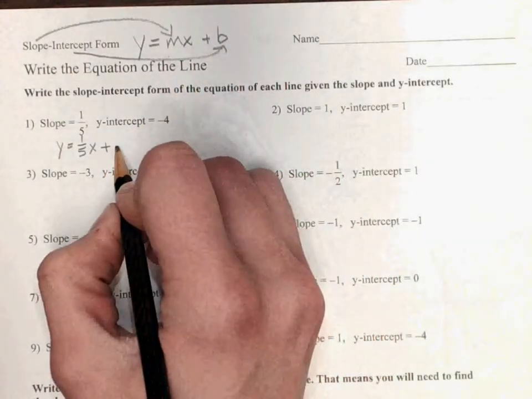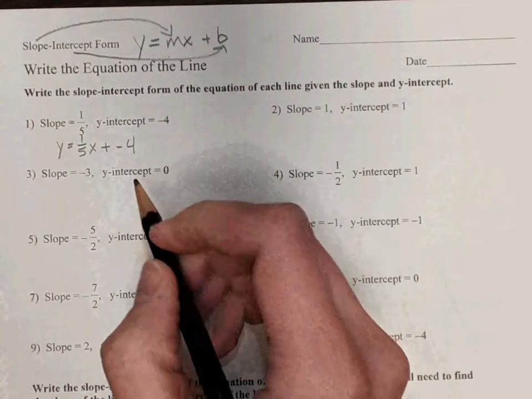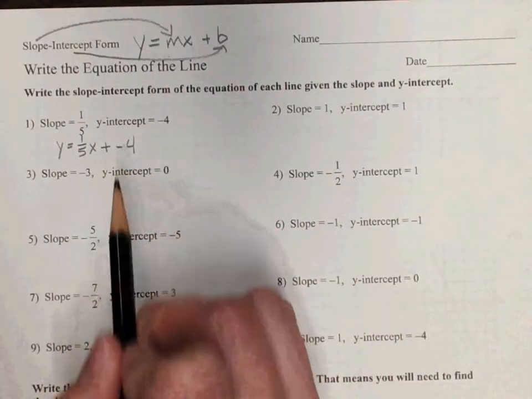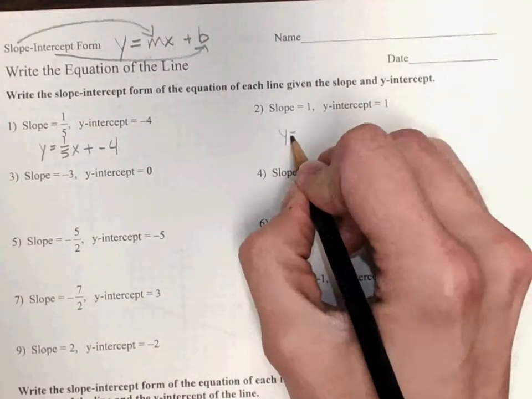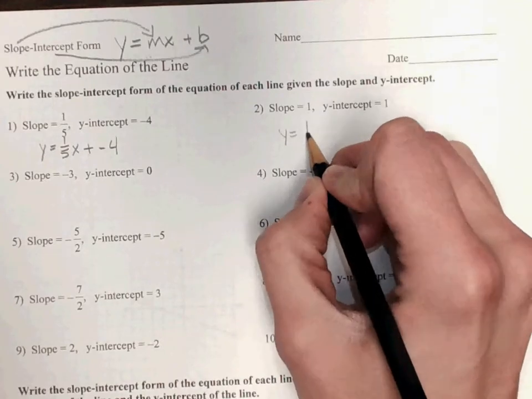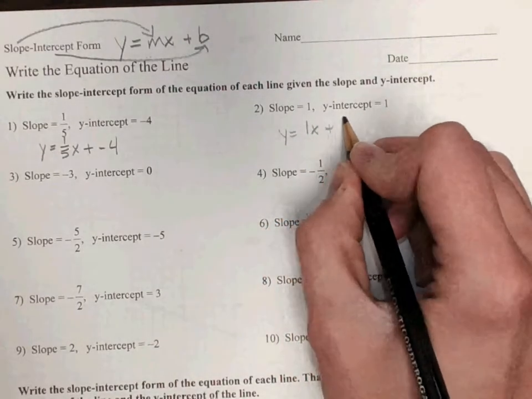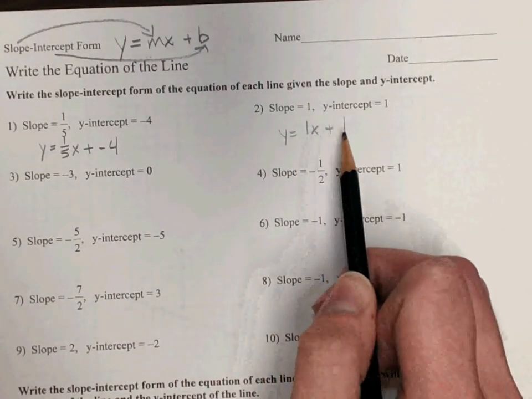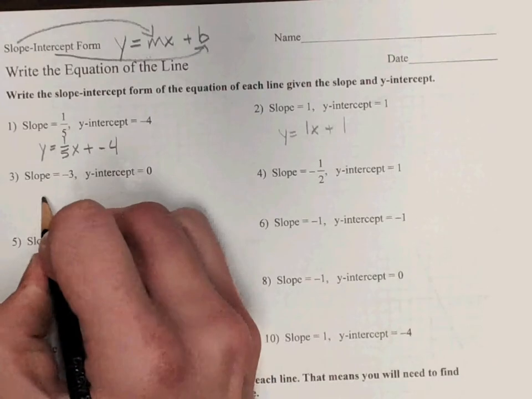plus my y-intercept, -4. If you want, right here, instead of doing plus a negative, you could put minus. Either way it works. On to the next one. Y equals, put my slope next to my x. My y-intercept is 1. Slope, intercept, form. That's it.